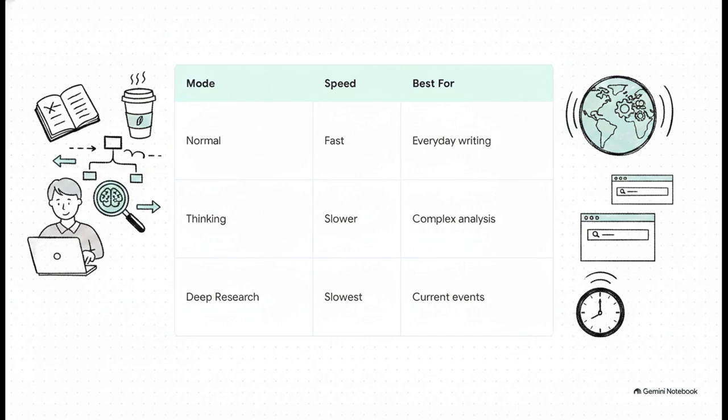Normal chat is super fast and great for everyday tasks. Thinking mode is slower but handles complex logic. And deep research is the slowest, but it pulls live web citations. The crucial point here is to not just take the first answer you get, but to intentionally choose the right gear for the job. You need deep research to avoid those notorious AI hallucinations when pulling market analysis.